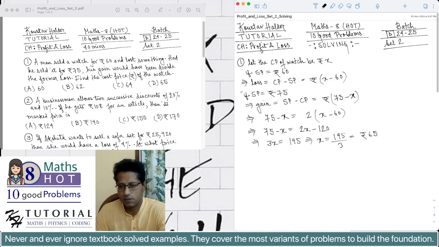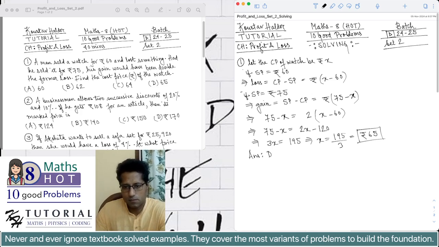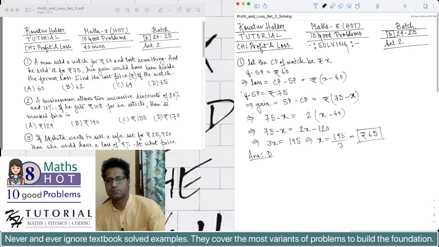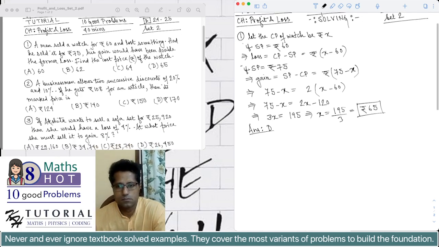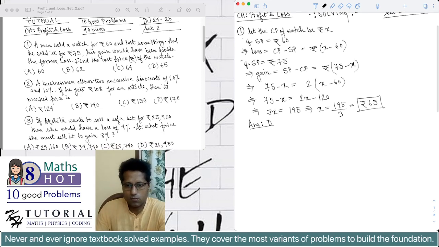So the cost price is rupees 65, and hence the correct choice is D. D is the correct choice. Let's solve problem number 2.